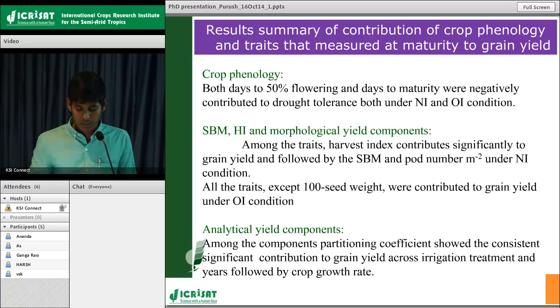When it comes to analytical yield components, among the components, the partitioning coefficient showed a consistent significant contribution to grain yield across irrigation treatments and years, followed by the crop growth rate.